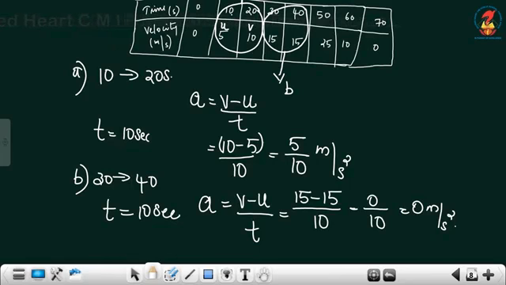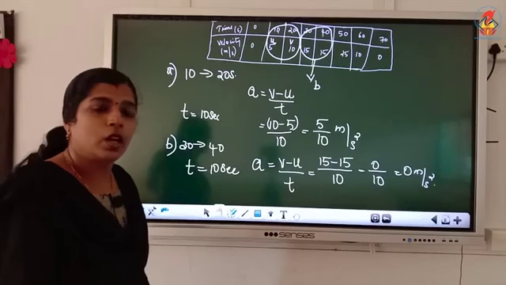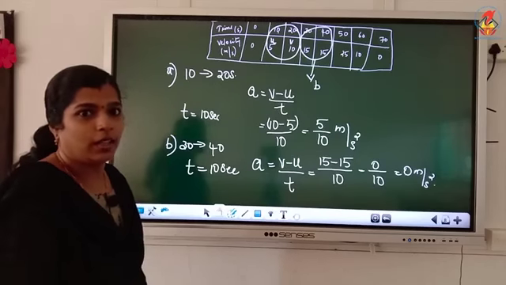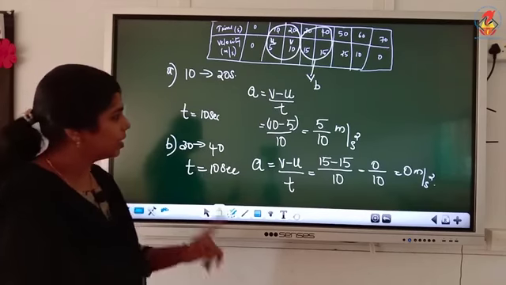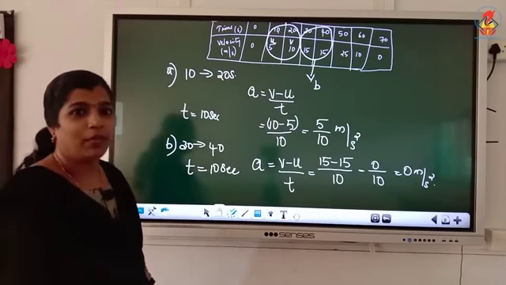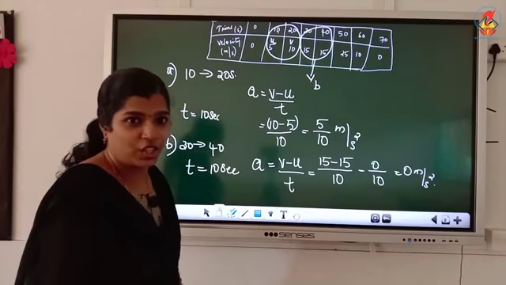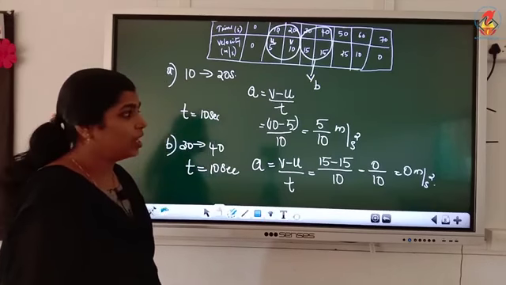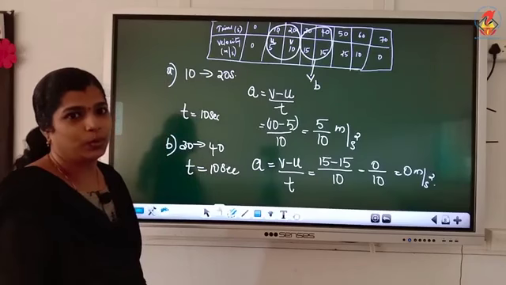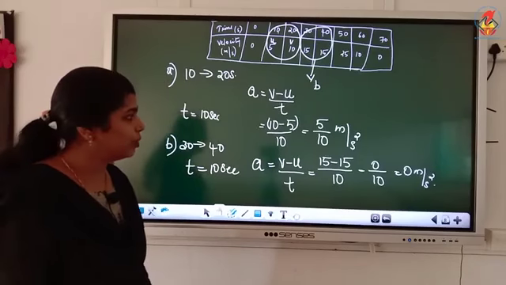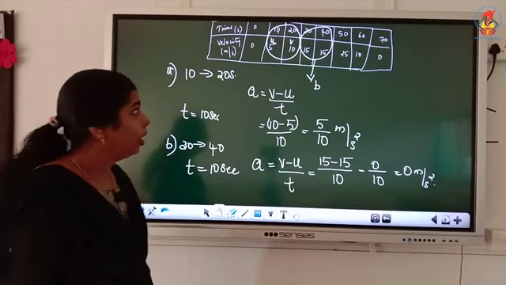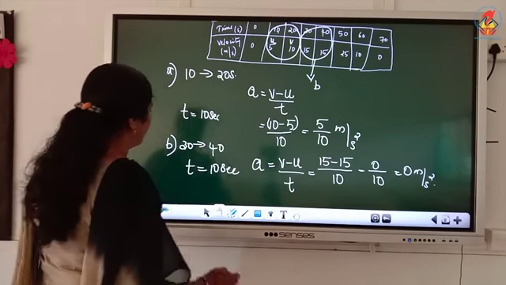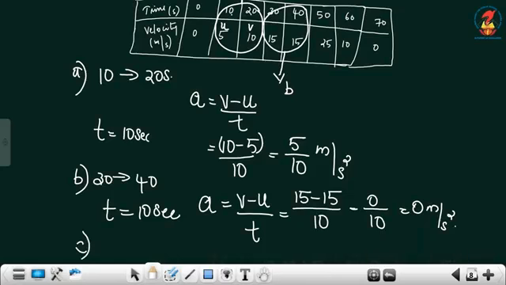So if the velocity is not changing, acceleration is 0. That's the first point. If the velocity of an object is not changing, acceleration is 0. Now, what about the third one? C. Which example?